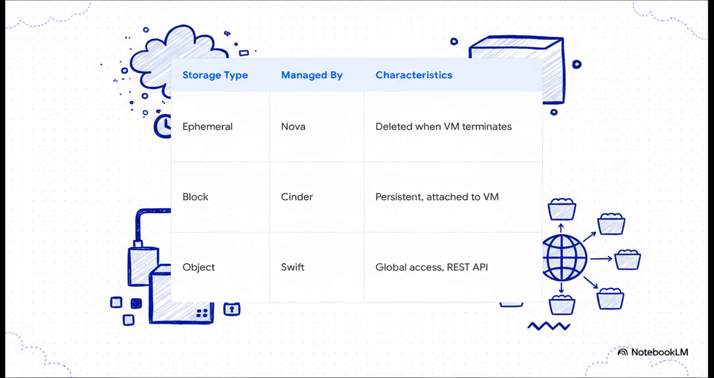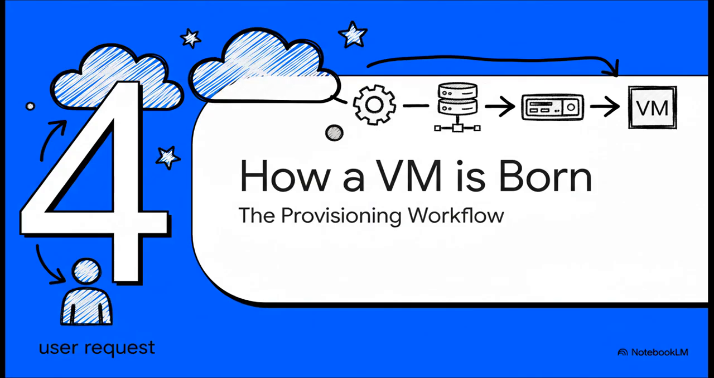Then you have block storage from Cinder. That's your persistent virtual hard drive for databases and important files. And finally, object storage from Swift, which is for data that isn't tied to any one VM and needs to be accessible from anywhere.